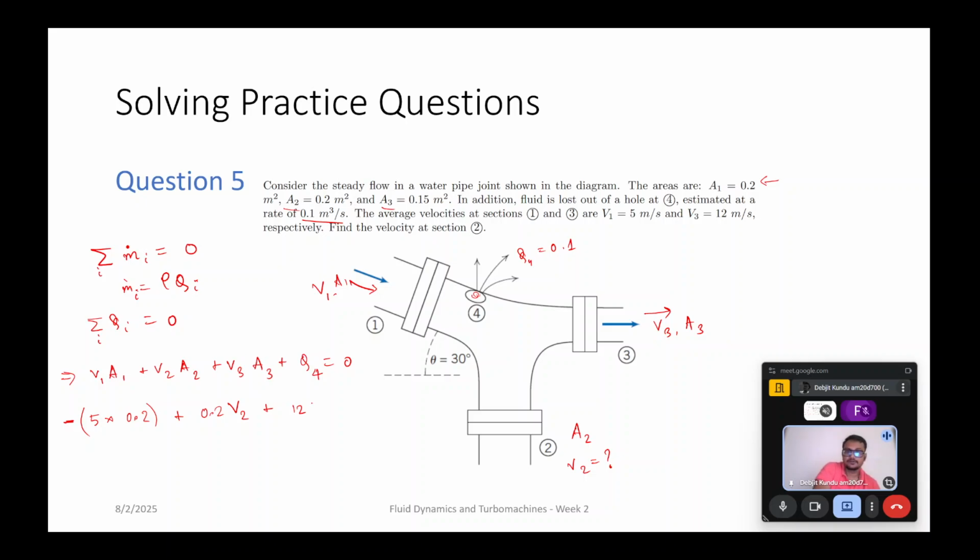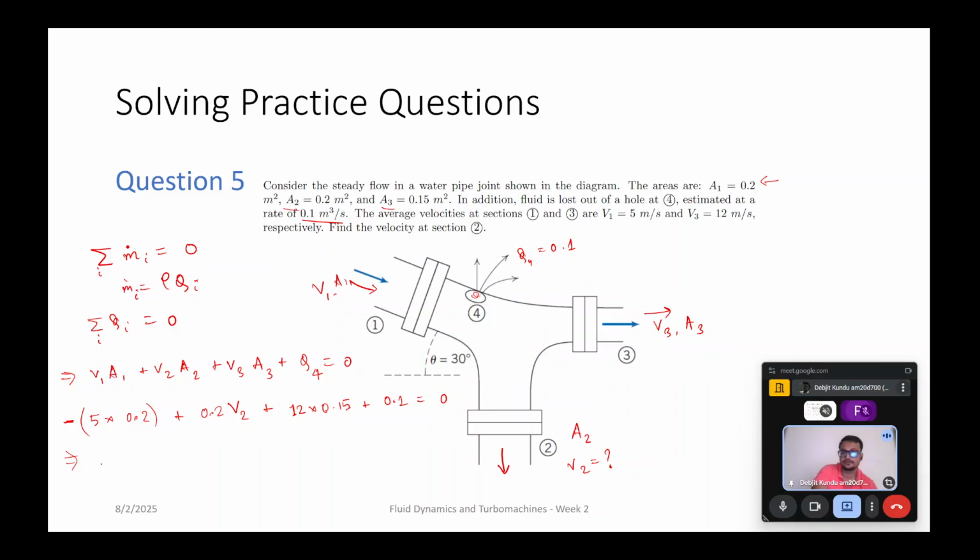So we will assume that V2 is also going outwards. If it turns out to be negative, then that means that the flow goes in. But let the math dictate that. And V3, A3 is again positive, so that's 12 into A3, that is 0.15. And Q4 is also leakage that is going out, so that's 0.1, is equal to 0. Let's compute this.